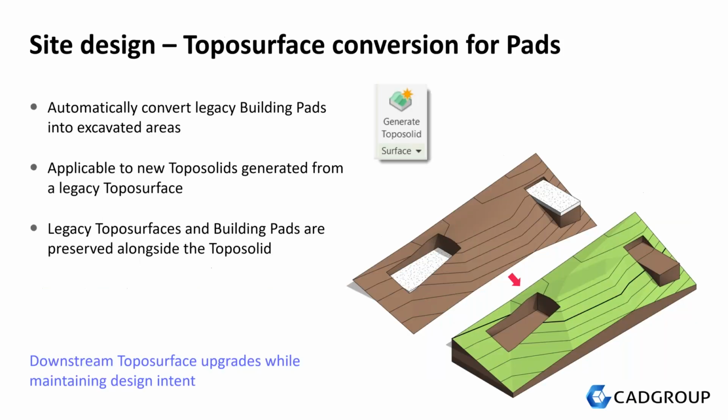So we'll now discuss top of surface conversion for pads. When working with legacy files containing top of surfaces in building pads, converting the top of surface to a top of solid retains the building pads as excavated areas on the top of solid. The legacy top of surfaces and building pads are preserved alongside the top of solid, so you can now control its visibility under the topography category. The bottom line is its downstream top of surface upgrades while maintaining design intent.